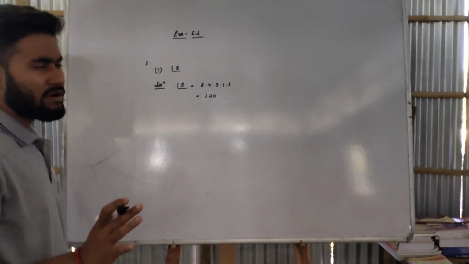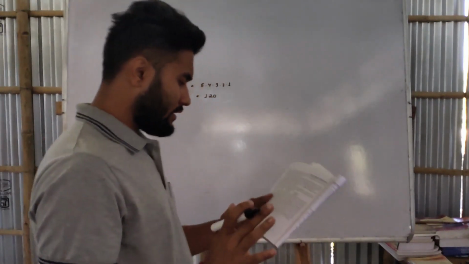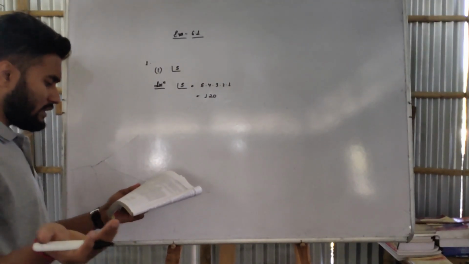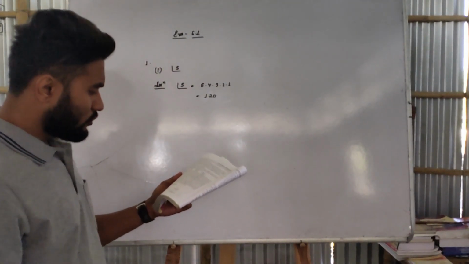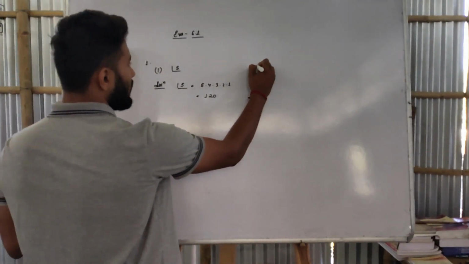So always remember the value of factorial 5. It is 120. Okay, factorial 4 plus factorial 5, I think you can solve it by yourself. I am showing you question number 3 now.